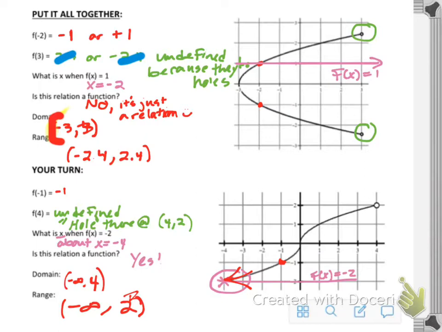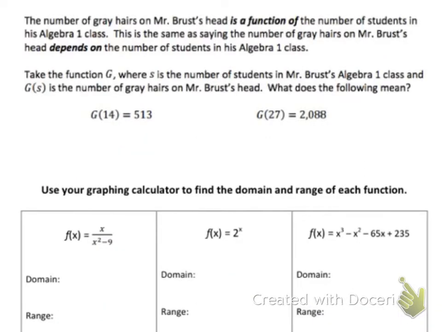Little goofy writings are popping up in there. All right, next page. If you look at this next page, Mr. Brust's head is a function of number of students in Algebra 1 class. Gray hairs quantity, that's the output, depends on the number of students in Algebra 1 class. We say sometimes that the input, or x, is the independent and the output is the dependent. So 513 is dependent on how many students there are in class. So this would be 14 students, and the result of having 14 students in that class would be Mr. Brust having 513 gray hairs.